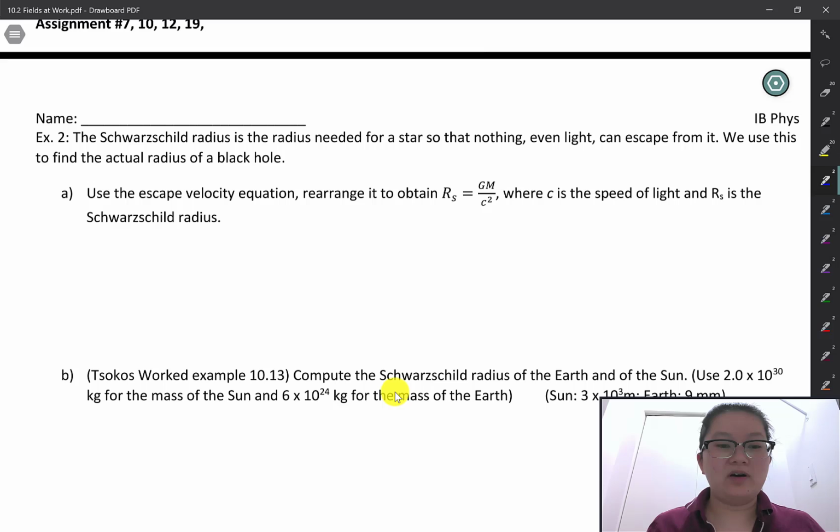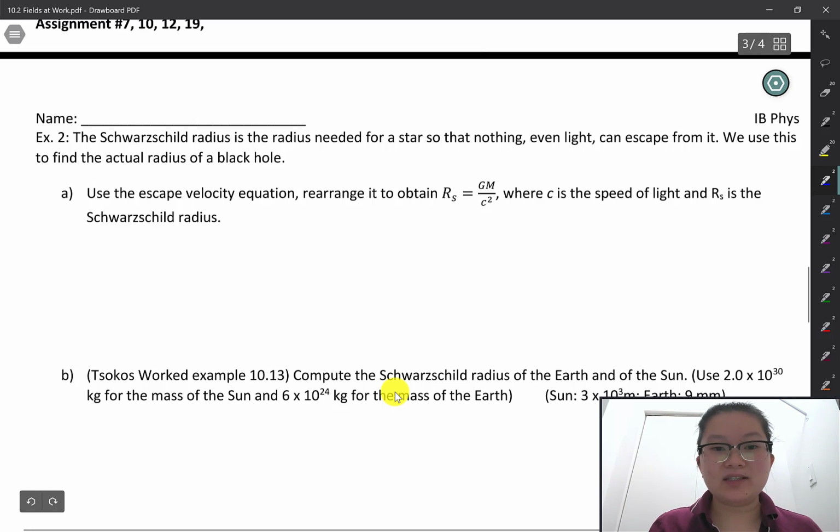Use the escape velocity equation and rearrange it to obtain the Schwarzschild radius, where c is the speed of light and rs is the Schwarzschild radius. So what is the Schwarzschild radius? It's the radius needed so that nothing, not even light, can escape from it. And usually we use it for measuring the radius of a black hole.